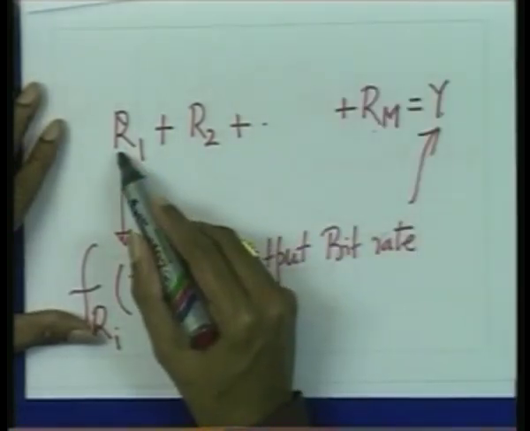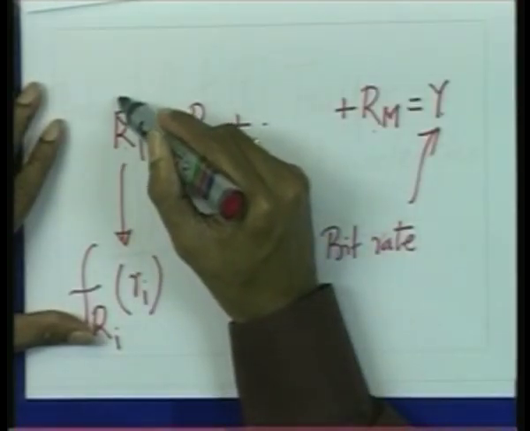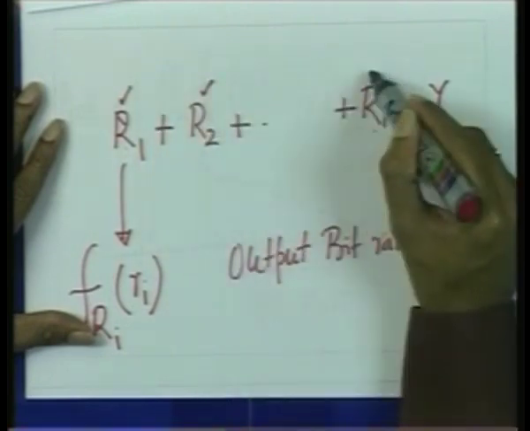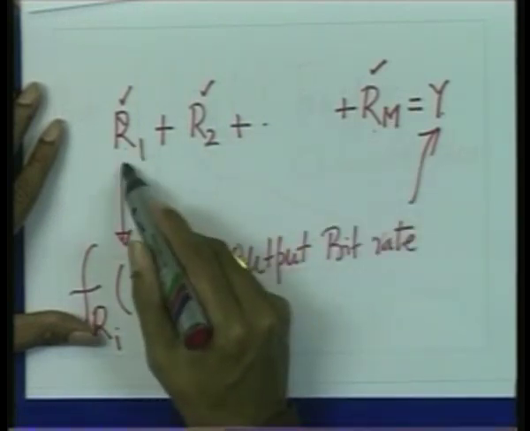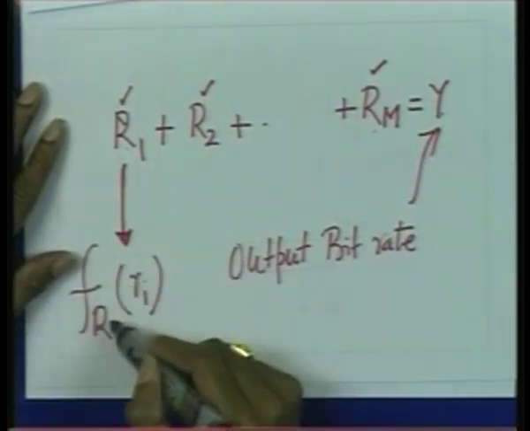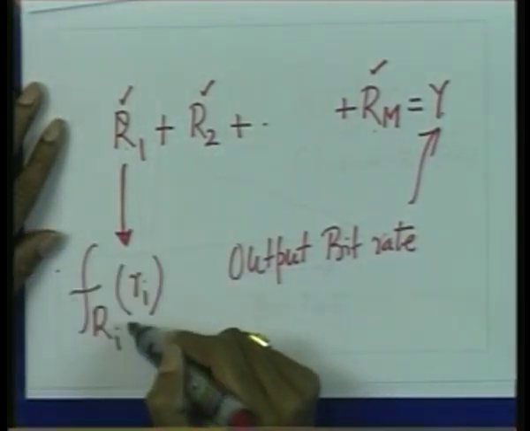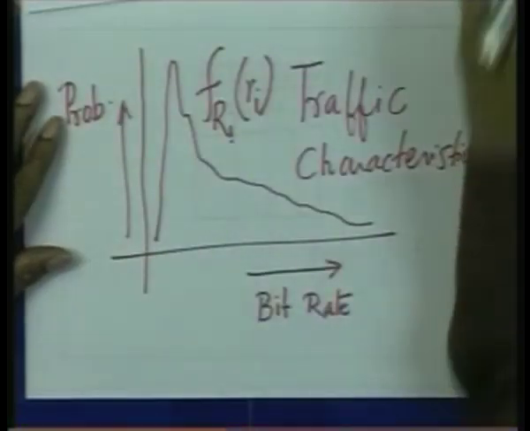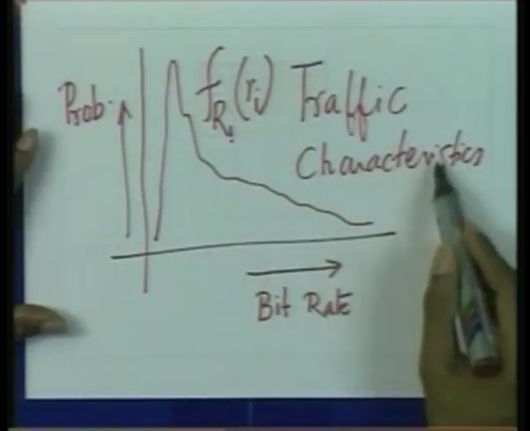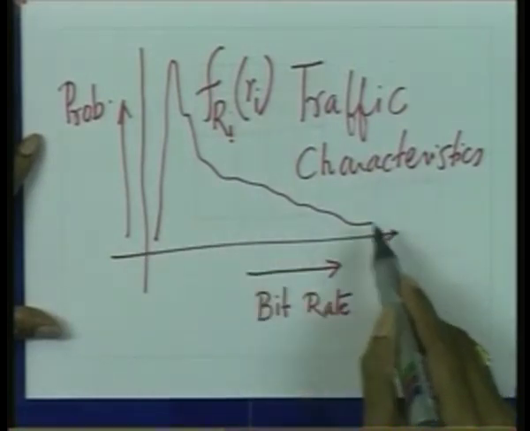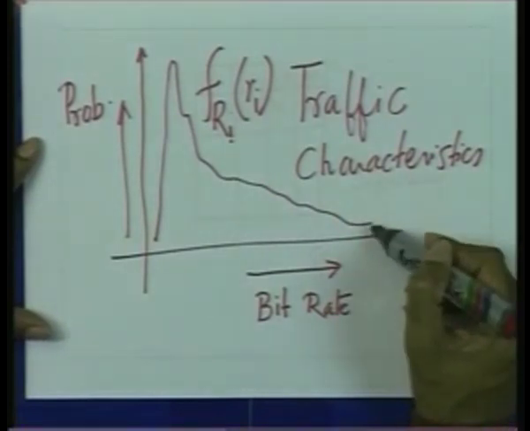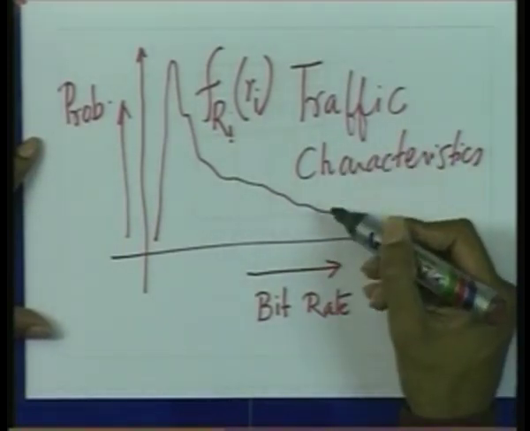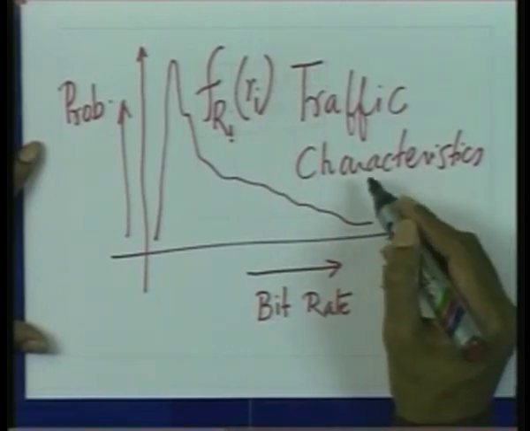We had considered that each of these users has the data rates R1, R2, Rm. These data rates, remember, are fluctuating. They are not constant bit rates but variable bit rates, and each of these data rates' density functions is denoted by FRi, which may look something like this that we have plotted here, bit rate versus probability. This is just an arbitrary realization. The density functions may vary from one user to another.